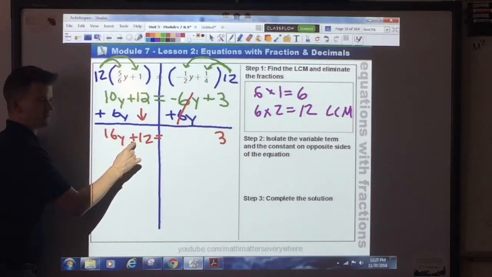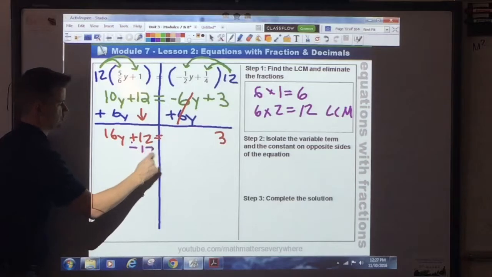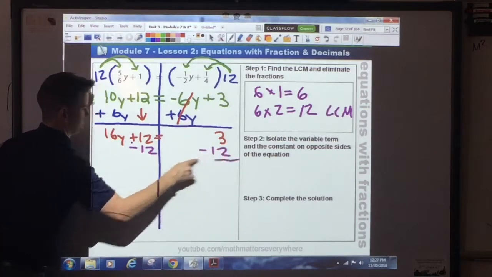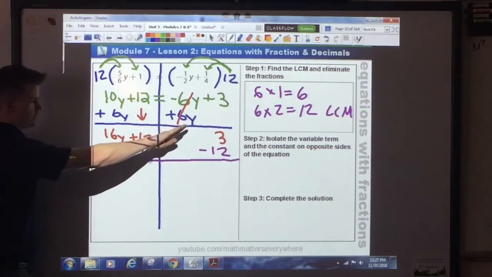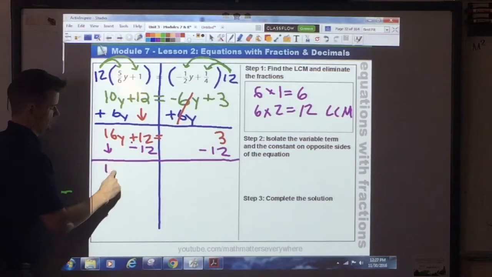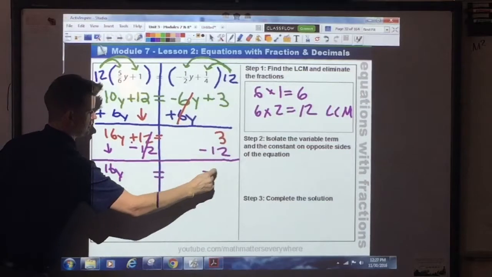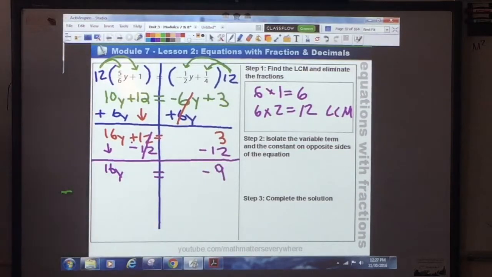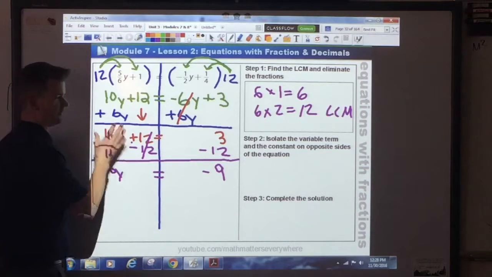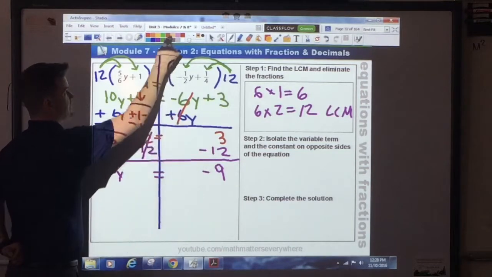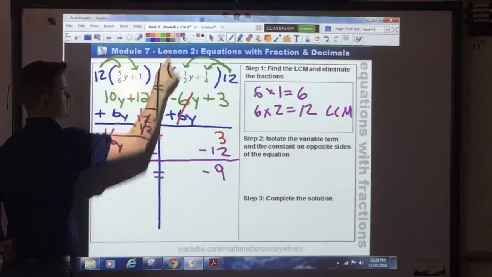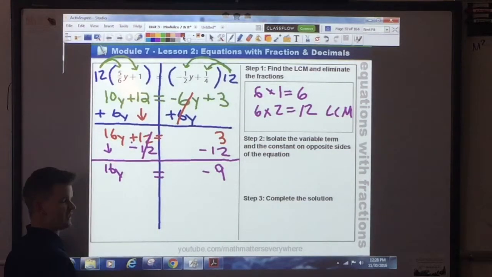So I do the inverse. What's the inverse of a positive 12? Negative 12. So I subtract 12. I subtract 12. Next line, work from left to right. You bring down the 16y. Those will cancel. Equals 3 minus 12 is negative 9. Now that you're here, now is when you divide. When you have a variable term with a coefficient on one side by itself, and a constant on the other side by itself, this is when you divide out that coefficient. So we're going to divide both sides by the coefficient.